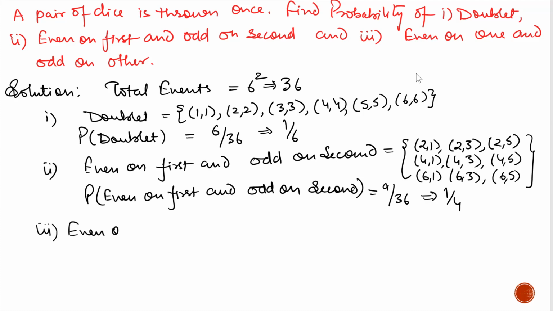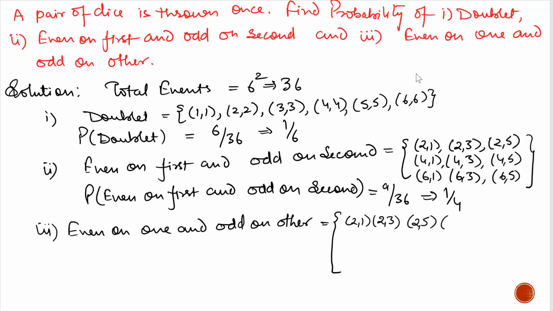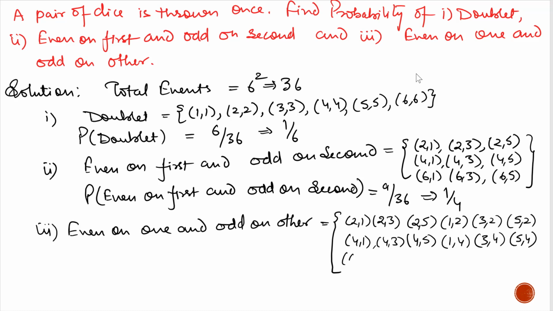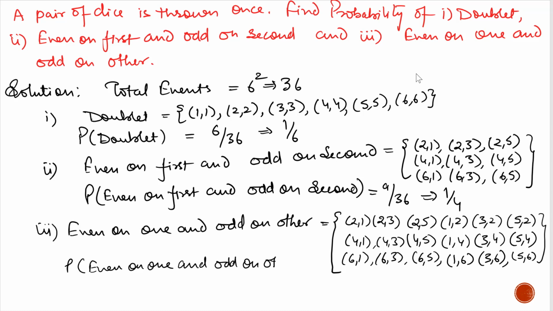In the next part, we need even on one and odd on the other. This implies if we have even on the first, then we have odd on the second. If we have odd on the first, then we have even on the second. So we have double cases. In place of 2,1, 2,3, 2,5, we also have 1,2, 3,2 and 5,2. And then we have 4,1, 4,3, 4,5. Then we have the reverse of that: 1,4, 3,4, 5,4. And then we have 6,1, 6,3, 6,5, and the reverse of that: 1,6, 3,6 and 5,6. So total chances are 18. So the required probability is 18 by 36, which equals 1 by 2.